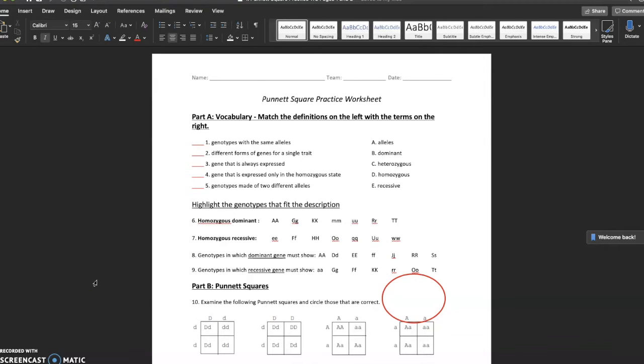Hi guys, this is to review the Punnett Square practice worksheet answers after you have turned it into the portal.